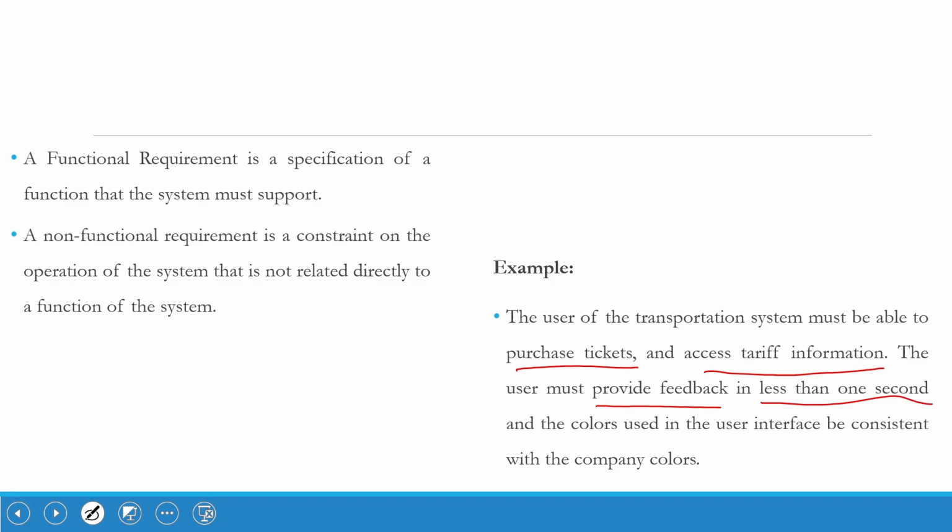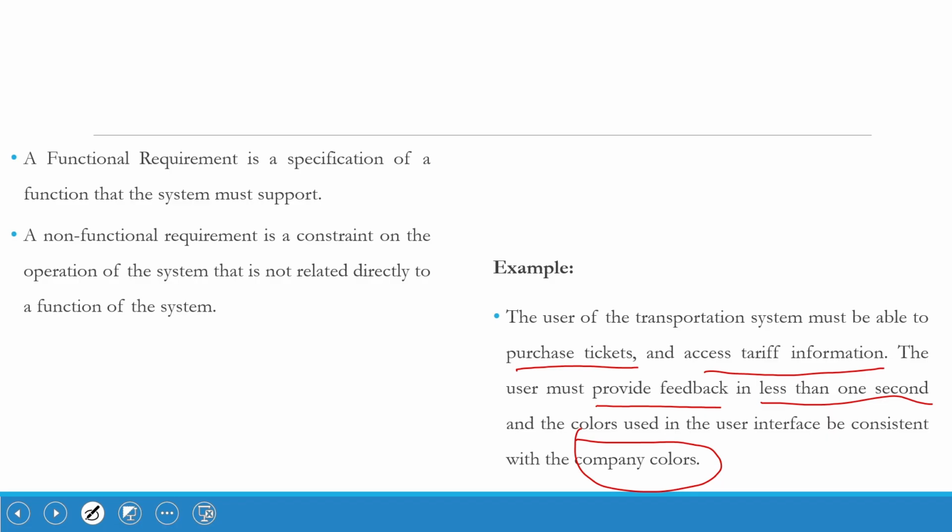In less than 1 second. So this less than 1 second will show the quality or the performance of the system. And the colors used in the user interface must be consistent with what? The company's colors. As seen here, a certain company, that is the transportation company, will have its own standards. The company has its own standards, so the user interface uses those particular colors.